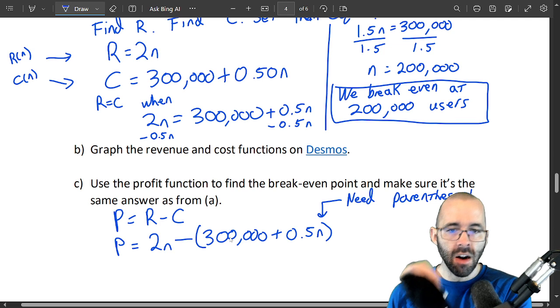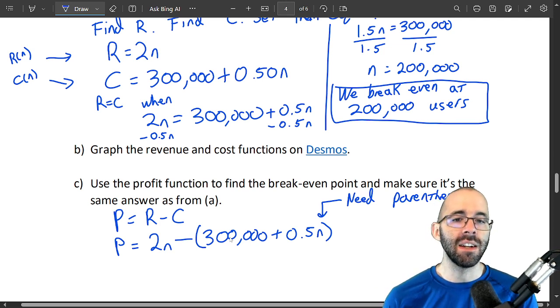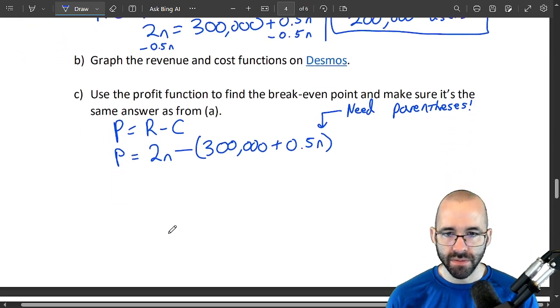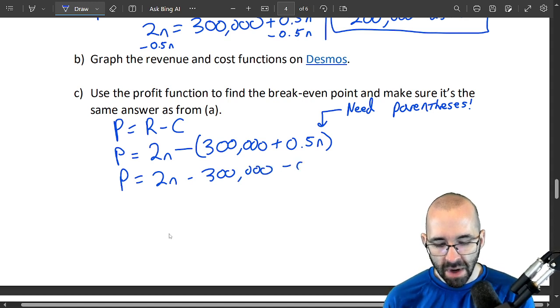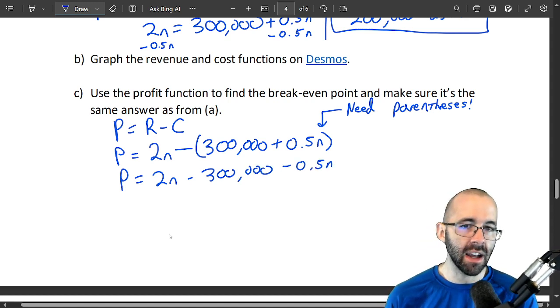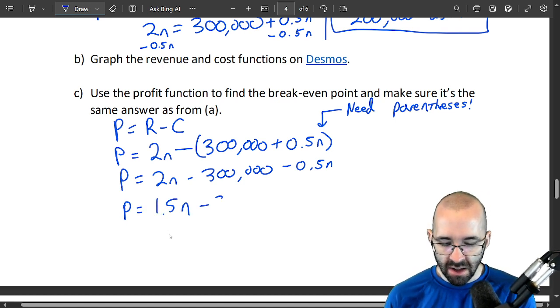We're subtracting the cost, and the cost is the whole thing. We need to subtract the whole thing. We need to distribute that negative. So our profit is 2N minus 300K minus 0.5N, and now we can collect like terms. We have 2 N's, we're losing half an N. Now we have 1.5 N's. We're still losing 300K.